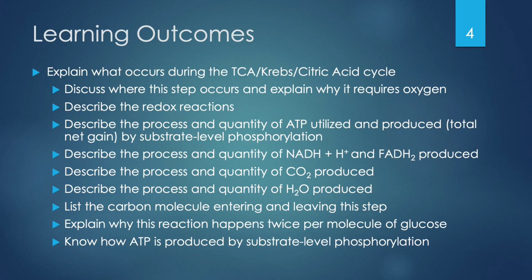We'll describe the redox reactions. We'll describe the process and quantity of ATP that's utilized and produced. Again, this is total net gain by substrate level phosphorylation. We'll describe the process and quantity of all of these things being produced. I won't list again. We'll be listing the carbon molecule that is entering and leaving this step, explain why the reaction happens twice per molecule of glucose, and know how ATP is produced by substrate level phosphorylation.